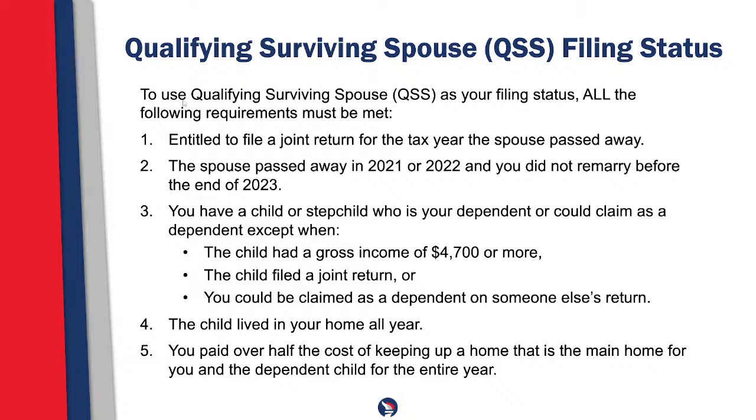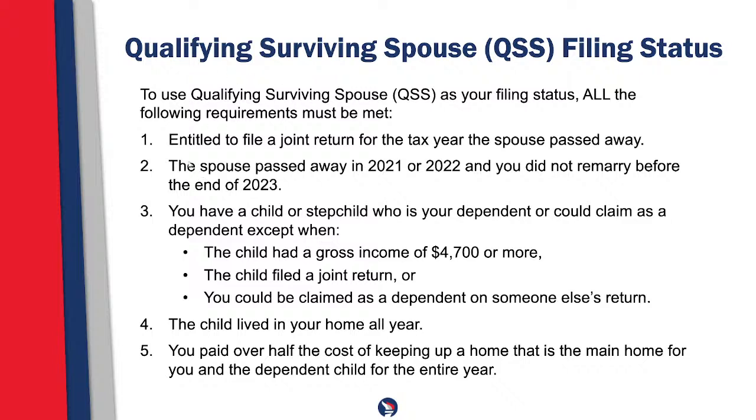To use qualified surviving spouse as your filing status, all of the following requirements must be met. You must have been entitled to file a joint tax return for the year the spouse passed away. So you were married. That's that one in a nutshell. Whether or not you'd ever filed jointly with them before is irrelevant. It's just for this year, could you have? Were you married? Yes or no?